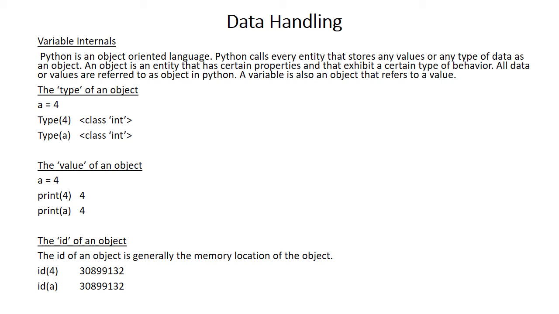The value of an object. For example, a = 4. Print 4. It will print 4 itself. Print a. That also will print the value 4. The ID of an object. The ID of an object is generally the memory location of the object. ID of 4: the memory location is given. Or the ID of a: the same memory location is given.